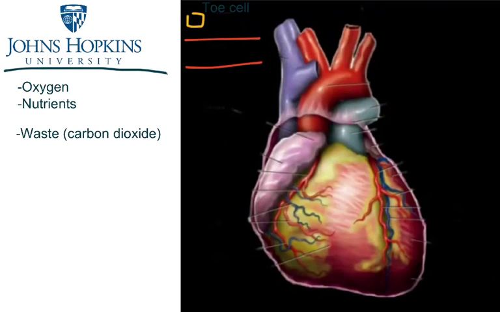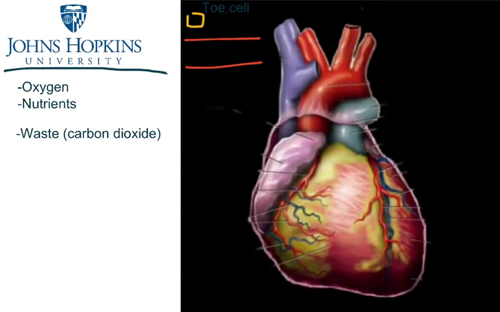So what a toe cell needs, and what every cell needs, and that could be a finger cell or a skin cell, or really any cell that's living needs flow, right? So it needs this blood to be flowing nicely and smoothly. And if there is flow, then you've got a very different picture, right?